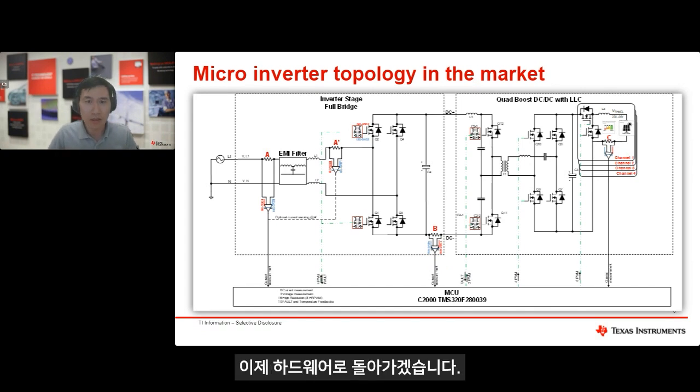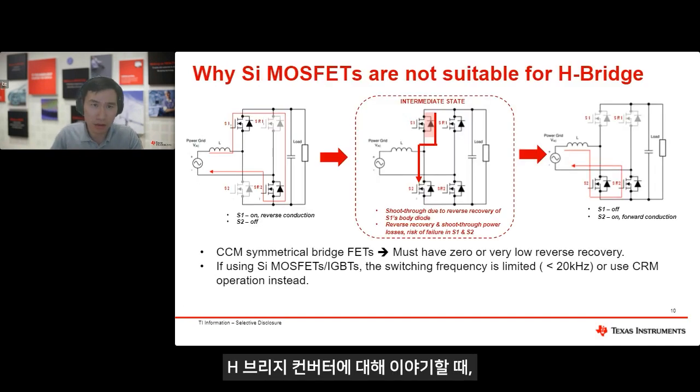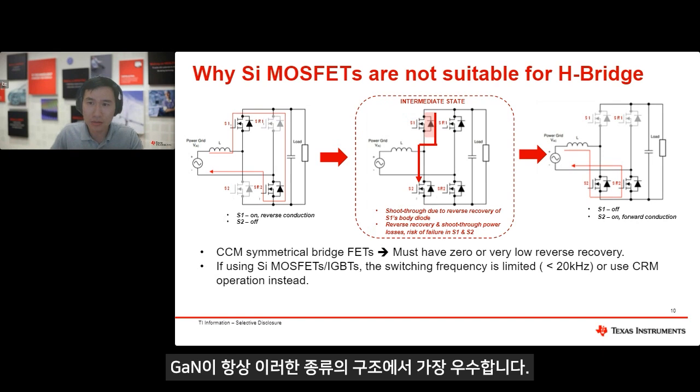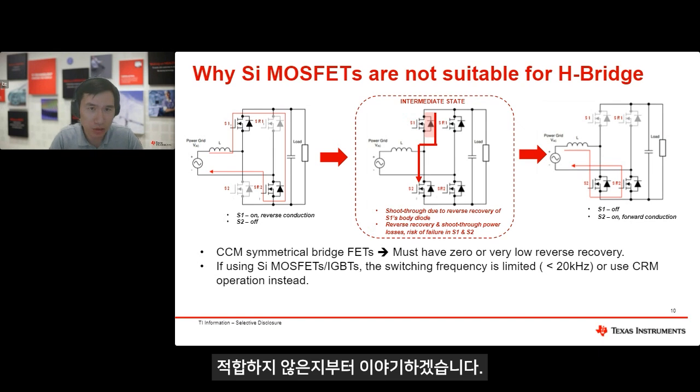Okay, let's get back to the hardware. As we are talking about H-bridge converters, GaN is always the best in this kind of structure. So let's talk about the traditional silicon approach, and why it is not suitable for H-bridge first. The traditional silicon MOSFETs will suffer a lot from the reverse recovery.